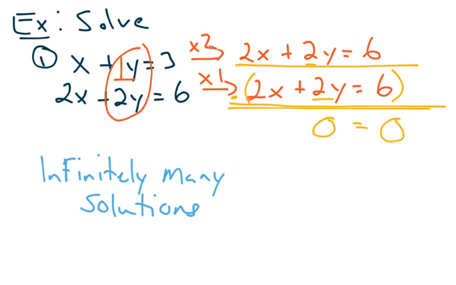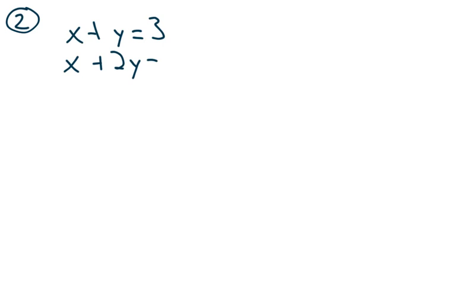You can write it out in words, or the shorthand, IMS. Either one is totally fine. Number 2, let's take a look at another one here. x plus y equals 3, and x plus 2y equals 4.